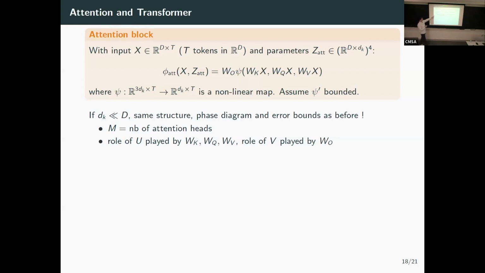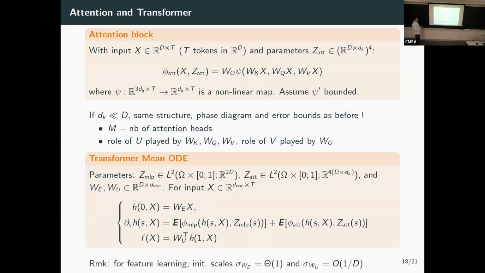In particular, in an attention block, what plays the role of M is the number of attention heads. The role of U, the input weights, is played by these three weight matrices, and V is W. So you can use the same scalings and obtain the same error rates. If you alternate between MLP and attention layers in your ResNet, the limit ODE will have two terms, one term for the MLP blocks and one term for the attention blocks. Okay, so that's the infinite-depth limit of a transformer.